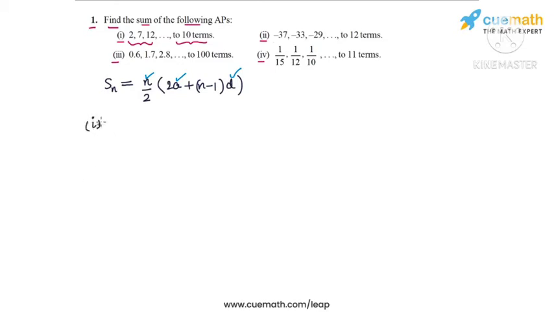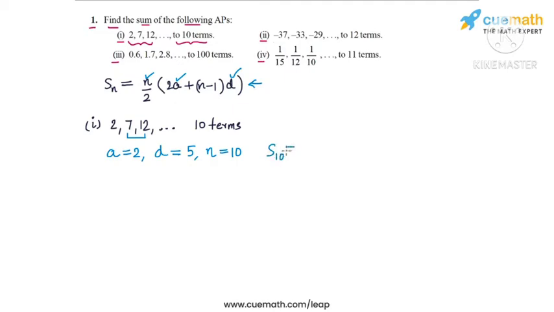So in the first part, the AP is 2, 7, 12 and so on, and we have to sum it up to 10 terms. So for this AP, the first term a is 2, the common difference d can be taken as the difference of any pair of successive, consecutive terms. So d is 5, and we have to sum this AP up to 10 terms. So n is equal to 10. And now we will plug these values into this formula for Sn, or S10 in this case.